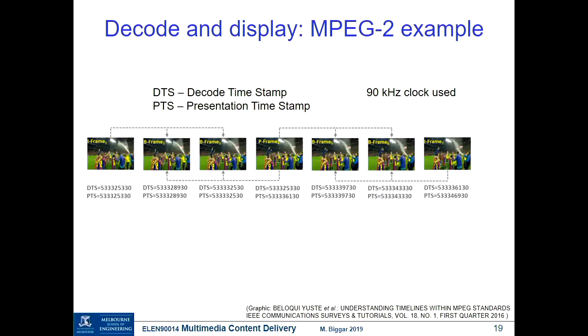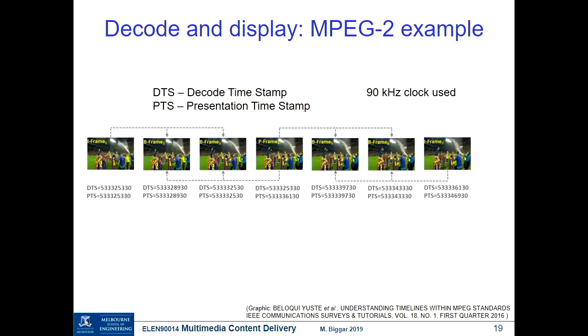So here's an MPEG example. MPEG uses a 90 kilohertz clock. It's just convenient to be able to divide down to get the different reference rates that we need. And there are actually two types of timestamp that are used. One is a decode timestamp, which is the time at which you should decode that particular frame of data, and the presentation timestamp, which is the time at which it should actually be displayed. Right. So just as we're going along, think about why we need both of those.